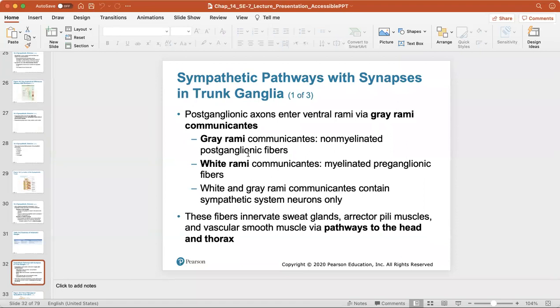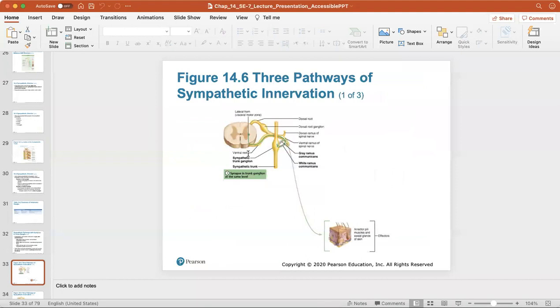More sympathetic pathways with synapses in the trunk ganglia. You can see what the gray and white rami communicants are. I won't ask you guys specific questions about this on this test, but just know the basic anatomy of the sympathetic trunk ganglia, and how it communicates with the spinal nerves going into and out of the spinal cord.